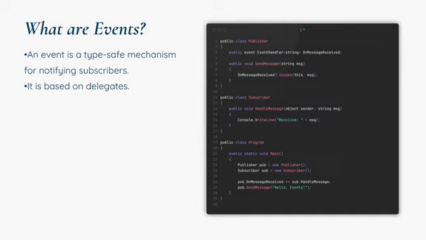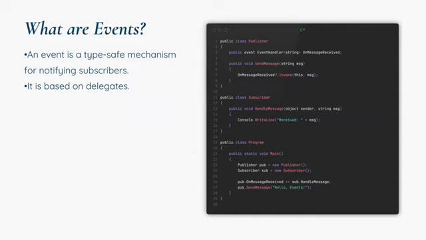Now let's talk about events in C#. Events are a powerful feature that allows objects to communicate in a loosely coupled way. They are built on top of delegates, but unlike regular delegates, events provide more controlled access, meaning subscribers can only attach or detach event handlers, but they cannot invoke the event themselves.